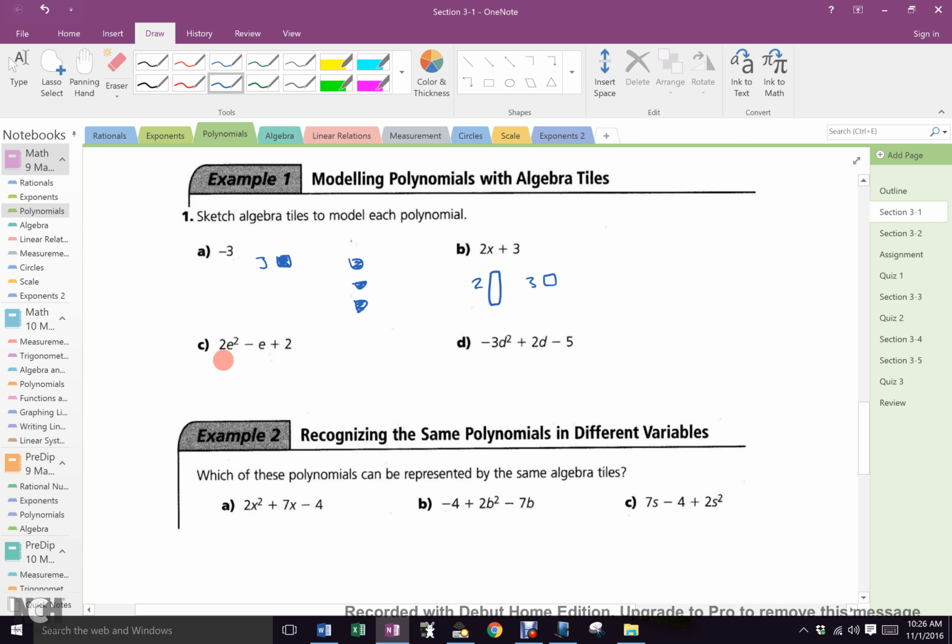Would anyone like to try to tell me what they drew for C? Okay, Austin, what did you draw for C? 2 bricks. 2 big ones. Colored or not? Colored. You see a negative sign there for the 2? Yeah. Good. Okay, and how many bars? 2.